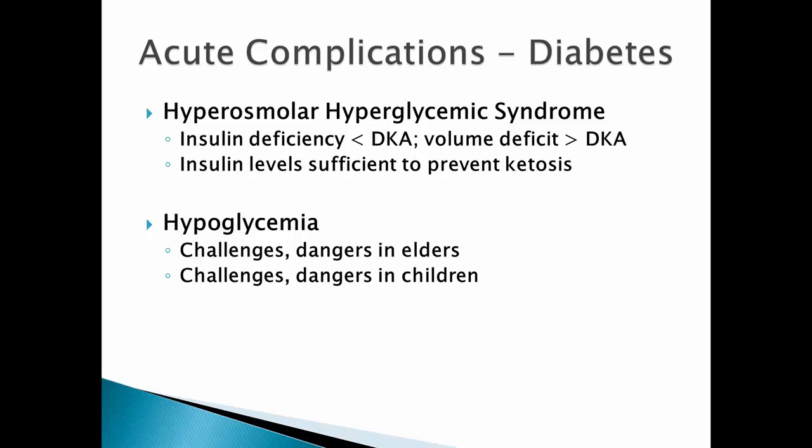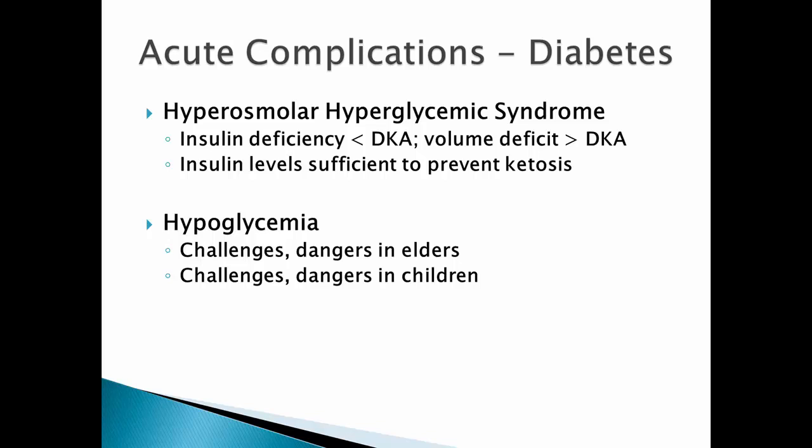Significant volume derangements, significant electrolyte dysfunction, but they do still have insulin on board, therefore are not ketotic, and that's why they call it hyperosmolar hyperglycemic syndrome. Don't usually see it in type 1.